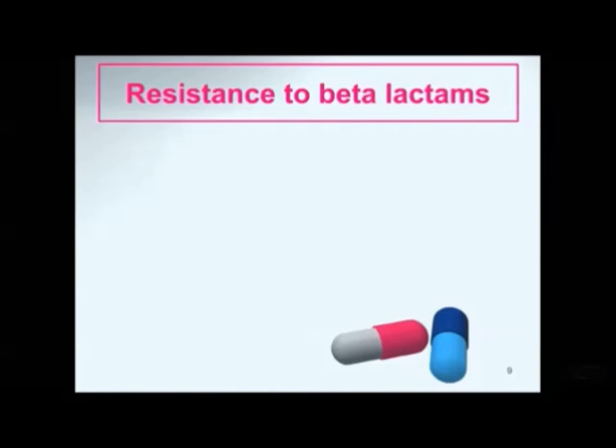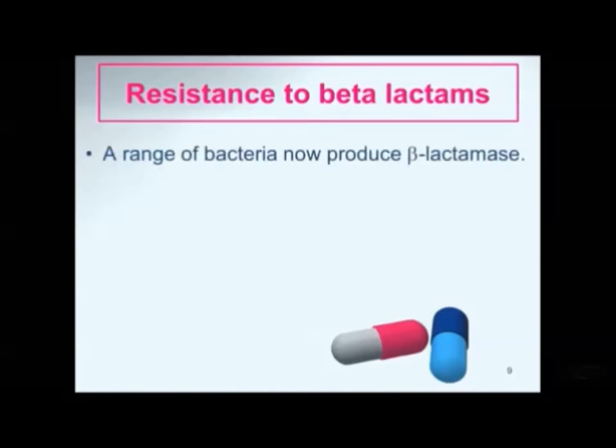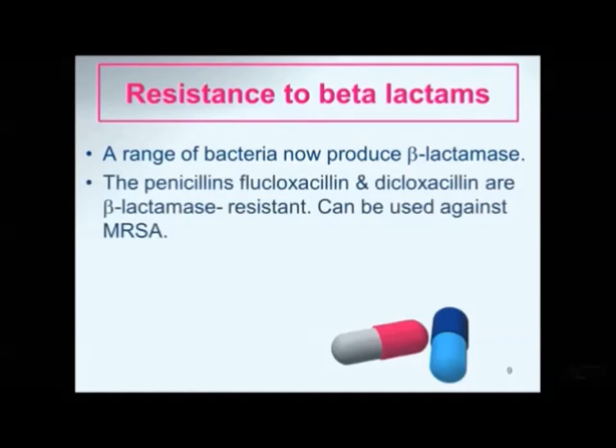So the resistance of bacteria to beta-lactams is because bacteria have acquired a resistance gene which allows them to produce beta-lactamase, which attacks that lactam ring and breaks down the drugs. So as I said, the newer generation penicillins, flucloxacillin and dicloxacillin, are beta-lactamase resistant, so they don't get broken down. Their lactam ring is protected from beta-lactamase. And so these ones can be used against resistant strains of bacteria.